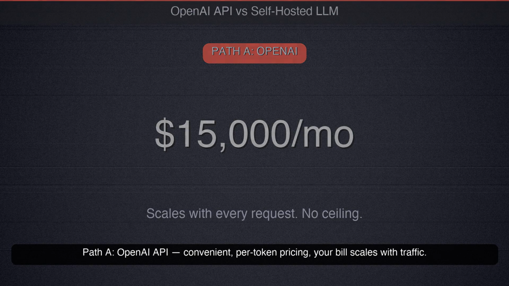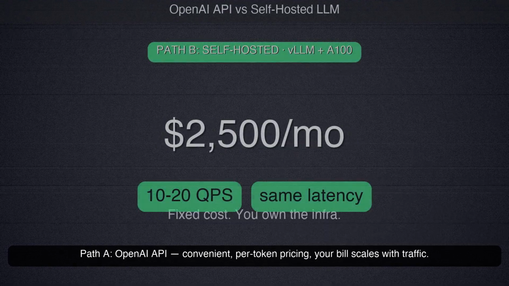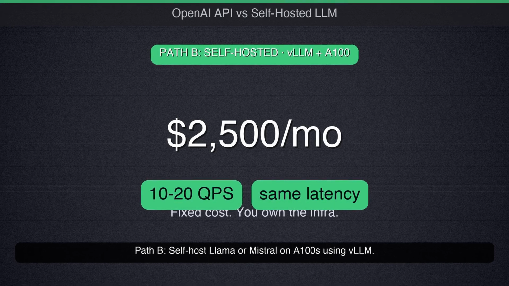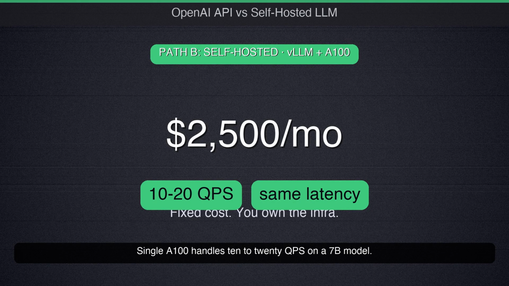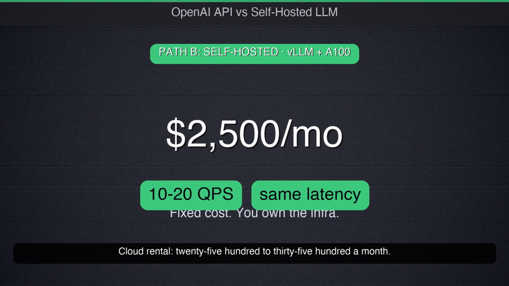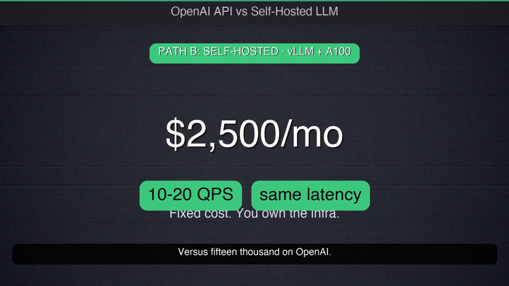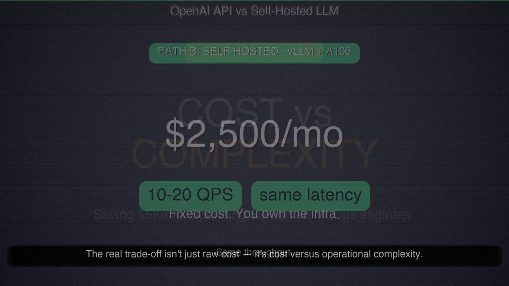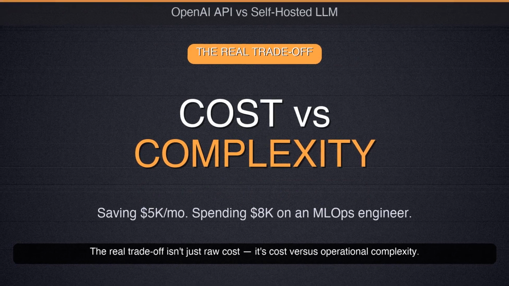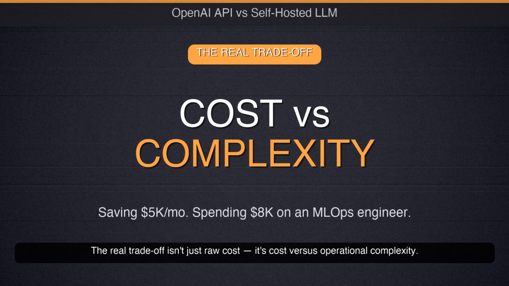Path A, OpenAI API. Convenient, no GPUs, but $15,000 a month as we saw. Path B, self-host Llama or Mistral on an A100. One A100 rented on AWS runs $3 to $5 an hour. For ChatBot Inc.'s 10 QPS, that's $2,500 to $3,500 a month versus $15,000. The trade-off isn't just raw cost, it's operational complexity.